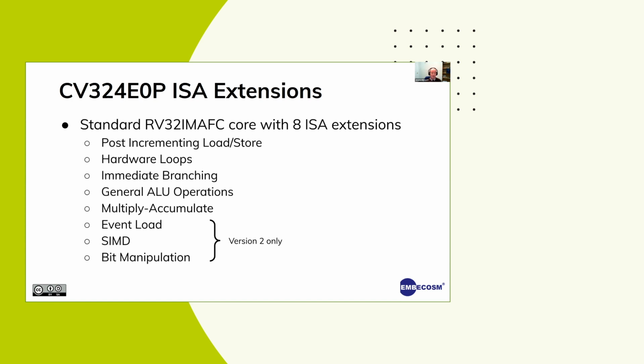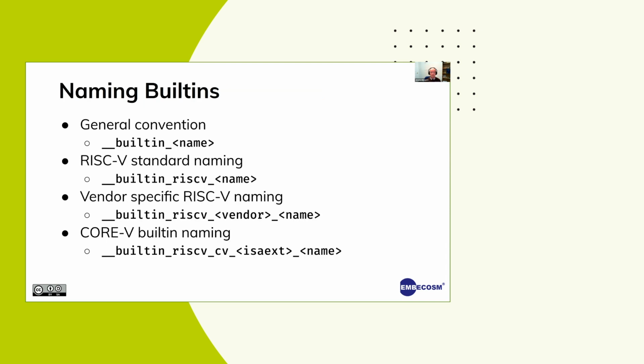Okay. This is now on its second version of silicon. Those last 3 are only in the second version of silicon. Okay. So it's a big thing. There's something like 220 instructions in those extensions. Okay, and many of them are not going to be generated directly by the compiler. Okay, so we're going to add some built-ins.